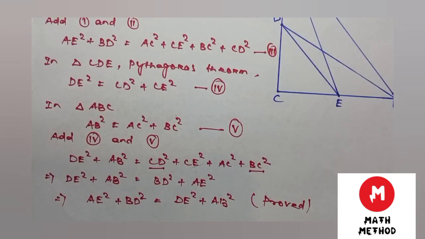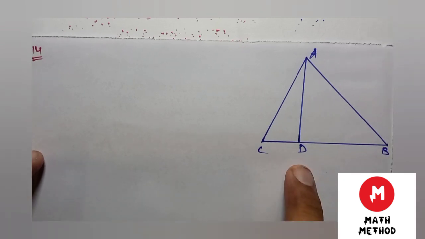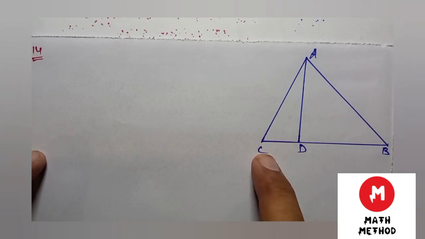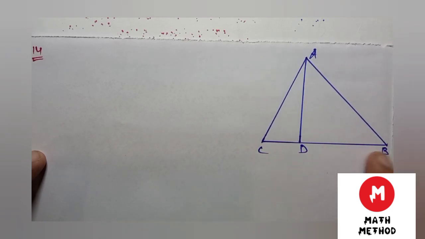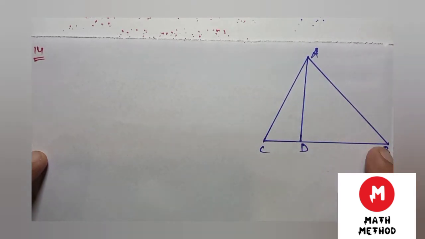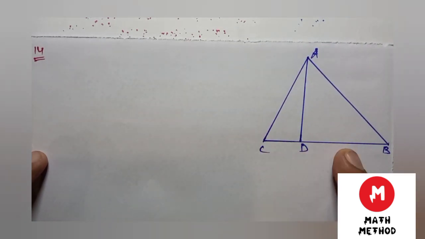Now question number 14. We have to prove that the perpendicular from A on the side BC of a triangle ABC intersects BC at D such that DB is equal to 3CD. This is my figure. Here BD is equal to 3 times CD. Now we have to prove 2AB square is equal to 2AC square plus BC square.